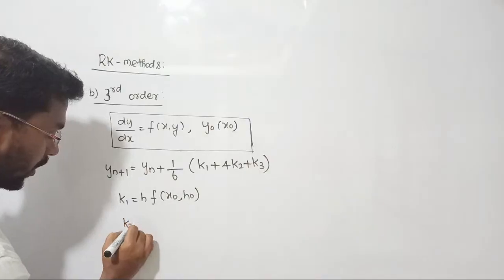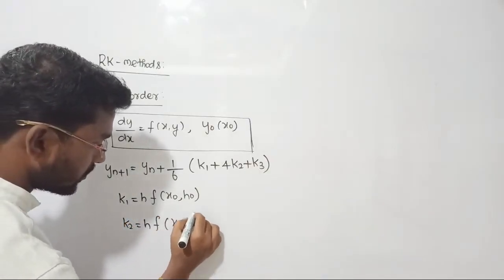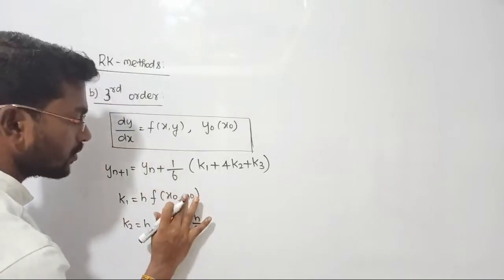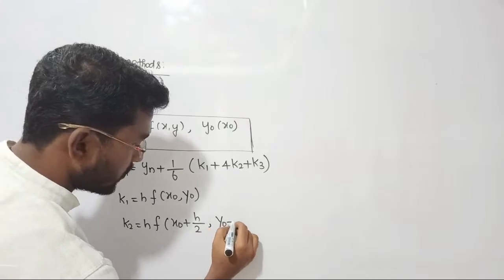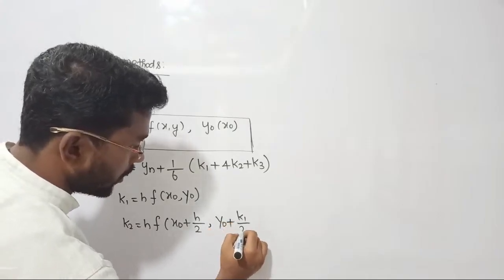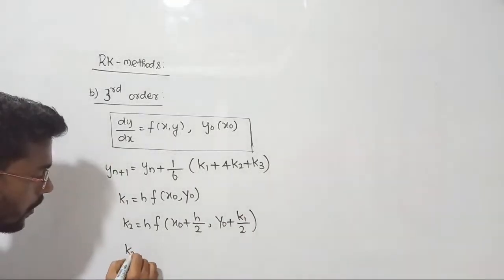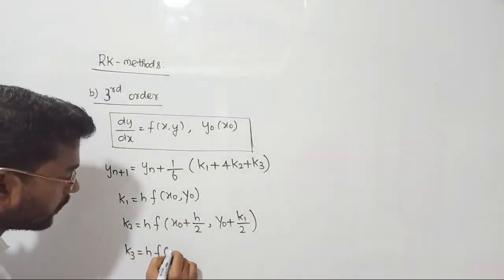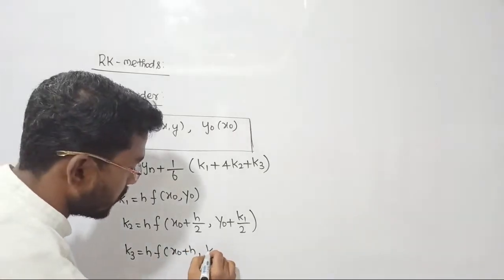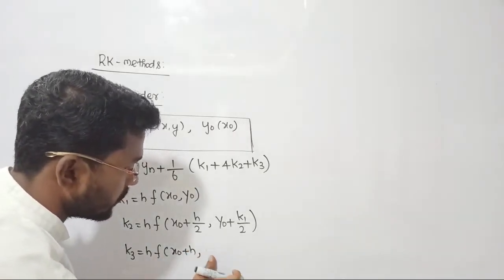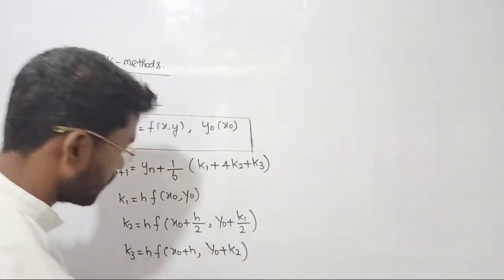Next let me write k2, that is h into f of x naught plus h by 2 comma y naught plus k1 by 2. Next k3 can be written as h into f of, as usual, x naught plus h comma y naught plus k2. That's all.